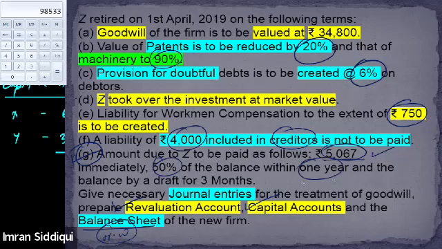So this has been treated as a loan. And the remaining 50% of the balance is to be paid by a draft. That means we have issued a bills payable for this. You able to recall that? Yes, sir. Okay. So that means both these items are liabilities now. So we will be showing it in the balance sheet as well.